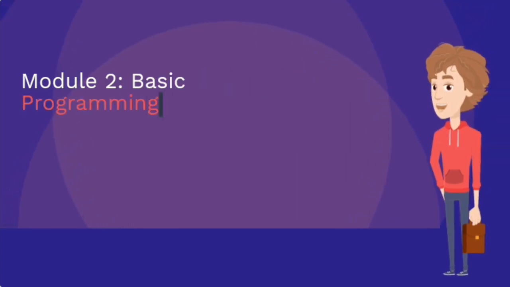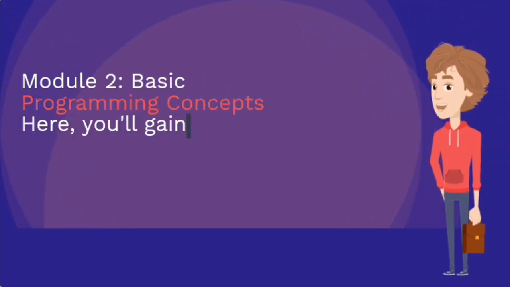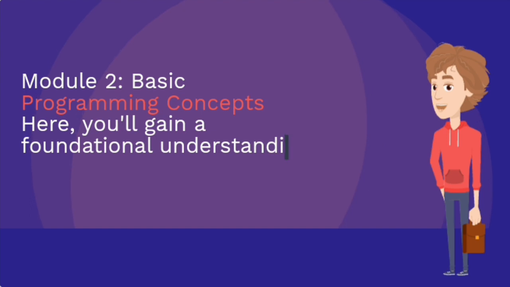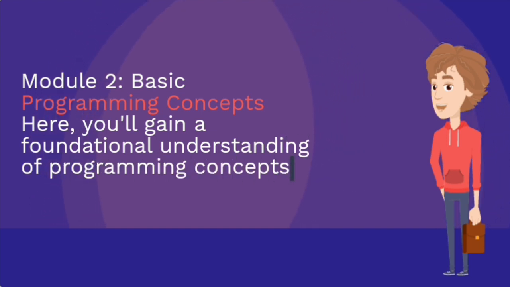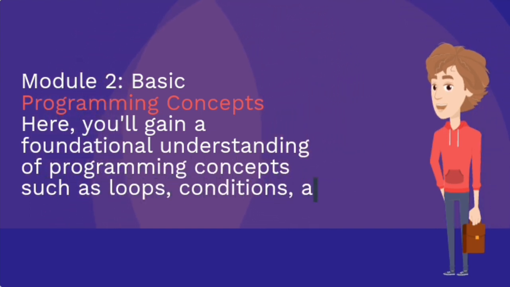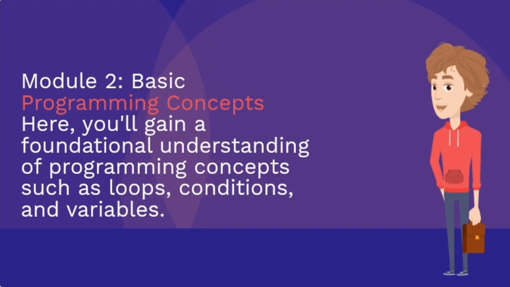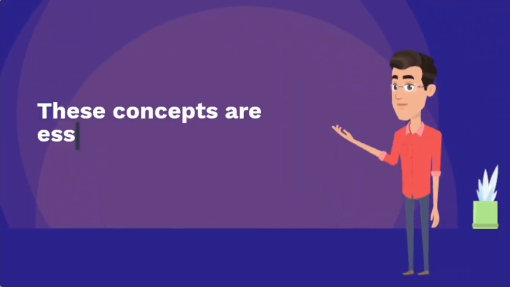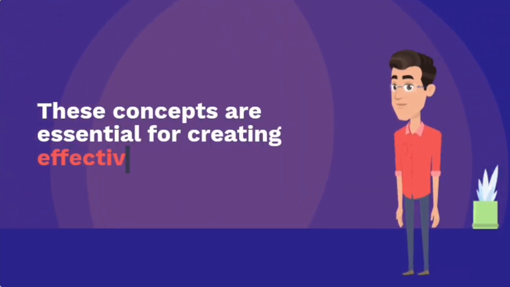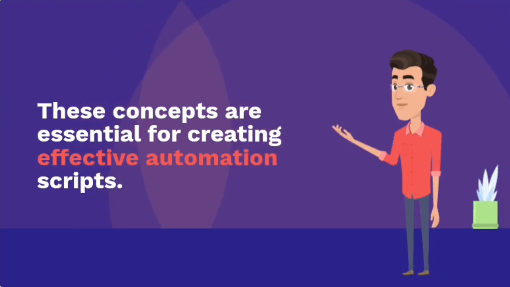Module 2. Basic programming concepts. Here, you'll gain a foundational understanding of programming concepts such as loops, conditions, and variables. These concepts are essential for creating effective automation scripts.